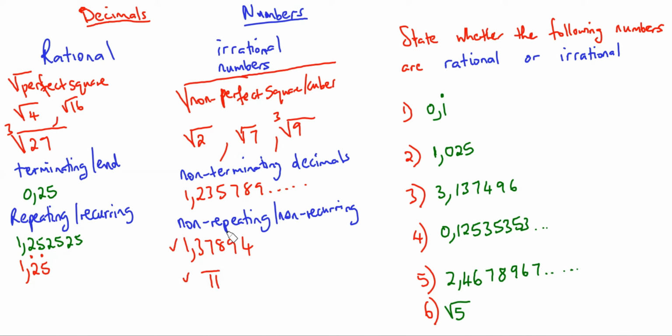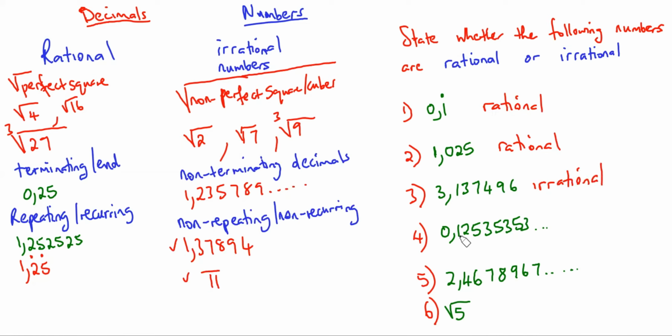Okay, so I think now we understand this. Now let's try to attempt these questions. State whether the following numbers are rational or irrational. For the first one, 0.1 with a dot on top, this dot means that we have 1 repeating, so this is rational. Then 1.025 is rational because it's terminating, it's ending. Then 3.137496, we can see that it's irrational because it's non-recurring.